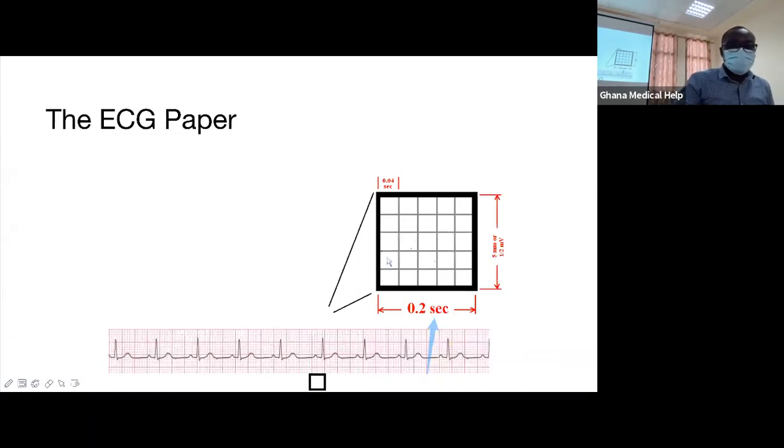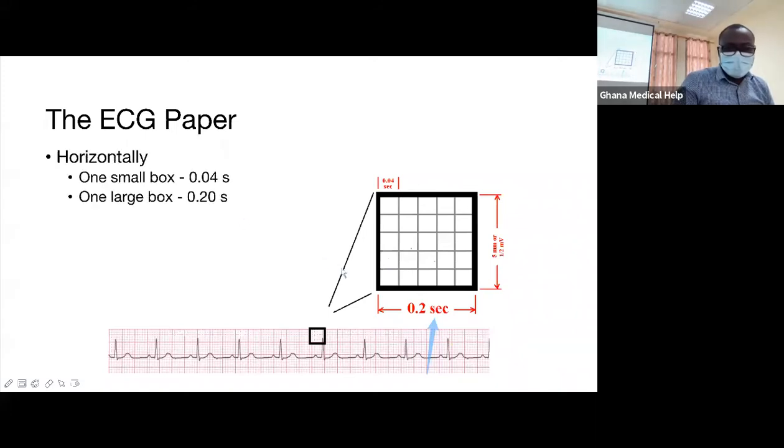Typically, when it's done, this is what you see. It's just like what we used to use in basic school, like the graph. So you have bigger boxes and smaller boxes. The very small box is usually 0.04 seconds, if you are looking at the horizontal axis. So it makes sense that if you have 5 of those, that will come to 0.2 seconds. All these are important because, like we'll see when we come to look at abnormalities, this is what I've just explained.